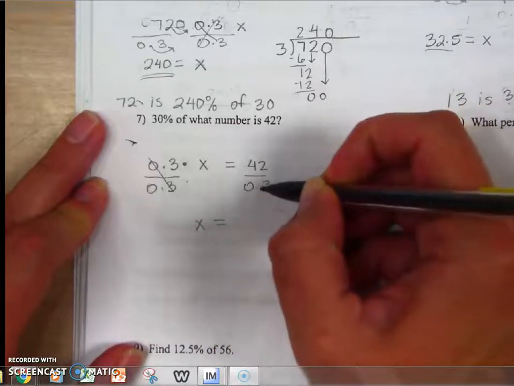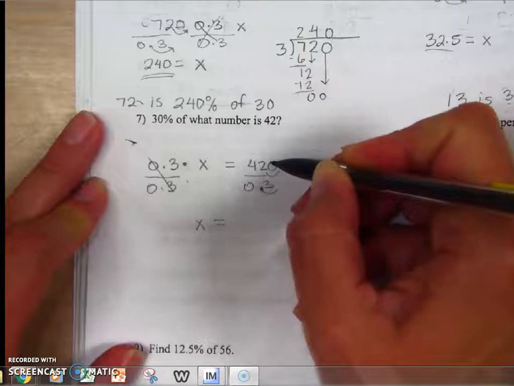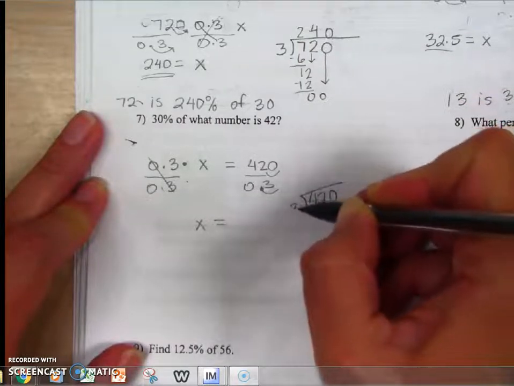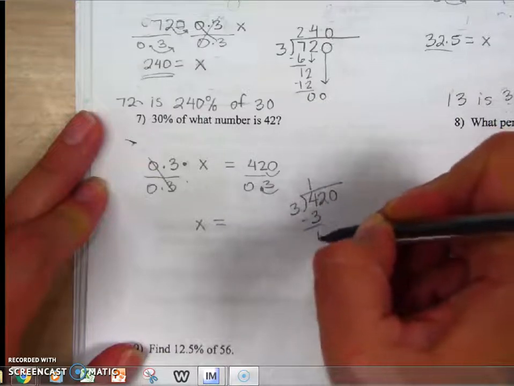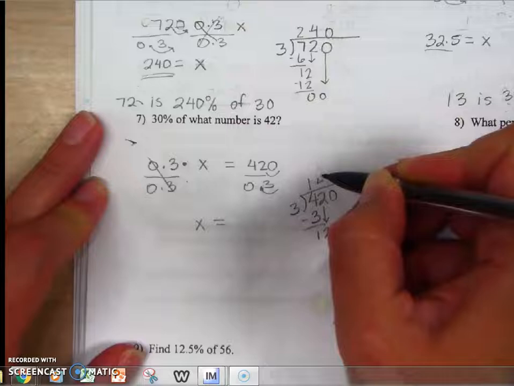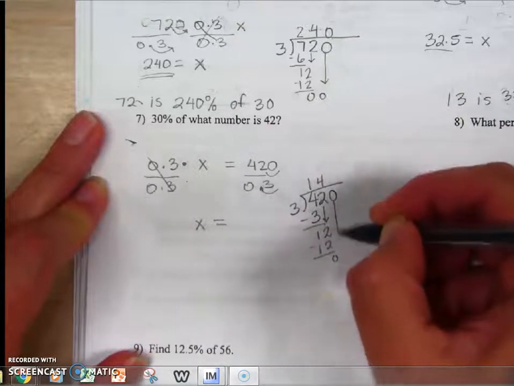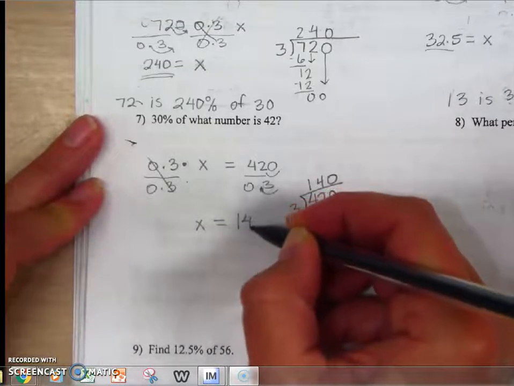And right here, can't divide by a decimal, so I move it, move it. All right, so we're really going to be dividing 420 by 3. 3 goes into 4 once, that gives me 3. 1 left over, bring down the 2. 3 goes into 12 4 times. Gives me exactly 12. Nothing left, but I do have this other 0 here, so I need a 0 there. So that means x equals 140.